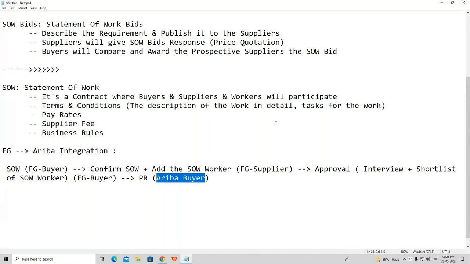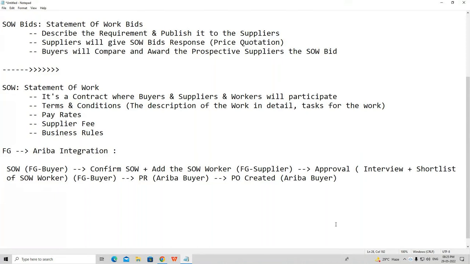Now once the PR gets created, PR approval will be there. Once the PR is approved, generally three levels will be approved. After the shortlisting of the SOW worker, there will be approval. Three levels will happen in FG, and one level will happen in Ariba buyer, that means within this PR. Once it is done, a PO will get created. Where? Once again in Ariba buyer.